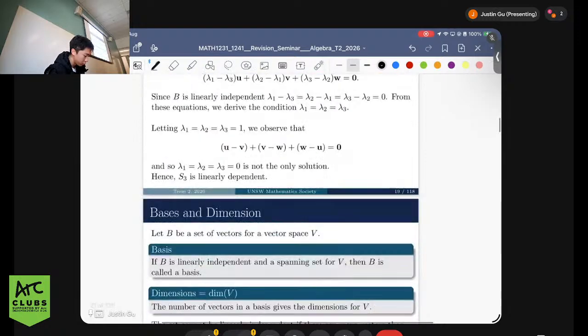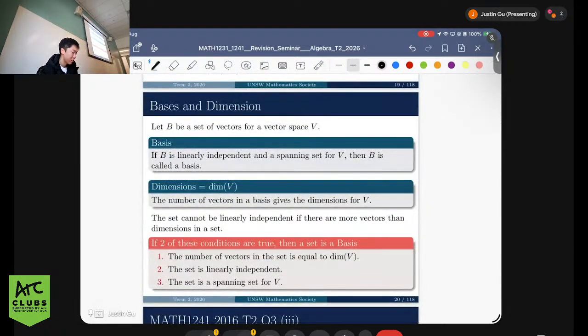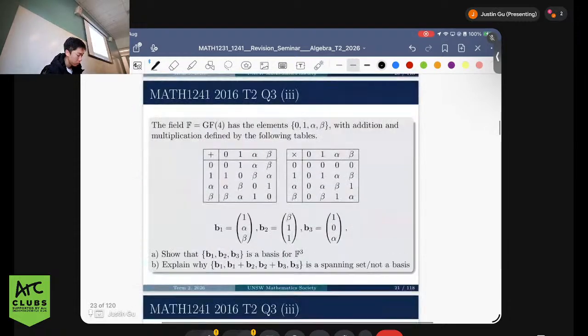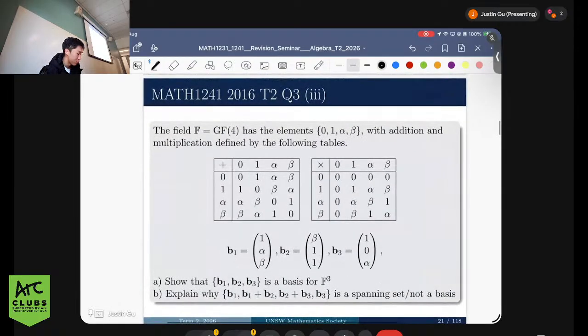Okay, moving on, we'll talk about basis and dimension. A basis, you can see the definition, is just linearly independent and a spanning set for V. The dimension is the number of vectors in a basis. Any questions on the definition? All right. I'll give you guys 2 minutes to have a go at this question.